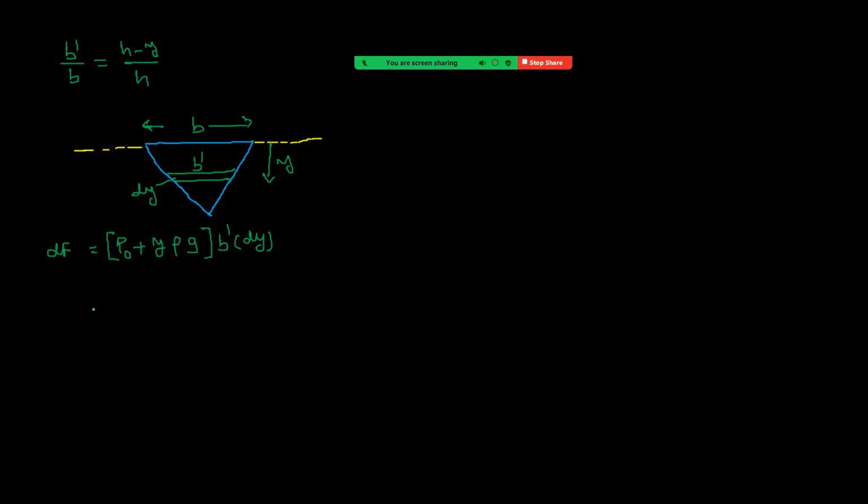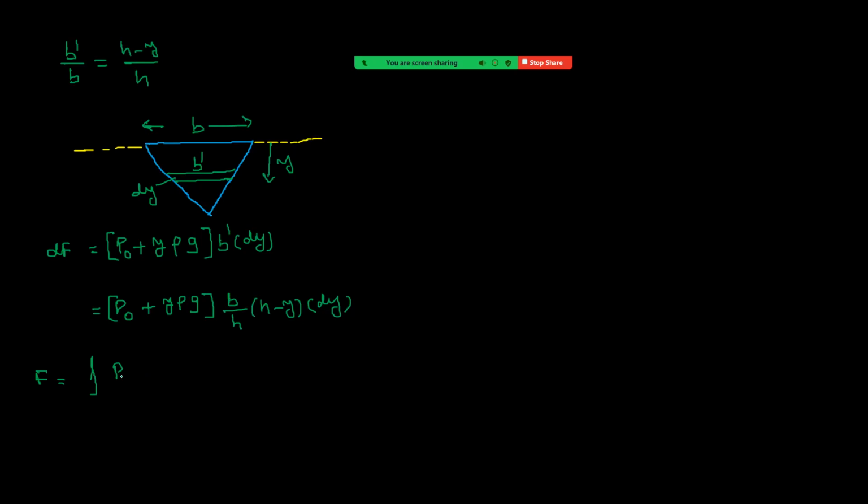Now substitute that here. So df is equal to p naught plus y rho g, in the place of b dash, B upon H into H minus Y into dy. Okay. Like this, we have to take all rectangles and calculate the force acting on each rectangle. Then we have to take the sum of all those. That means the force acting is equal to the integration of df.